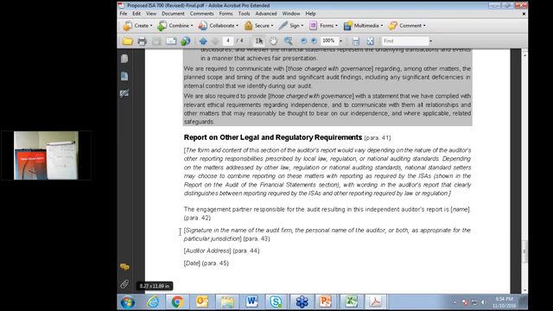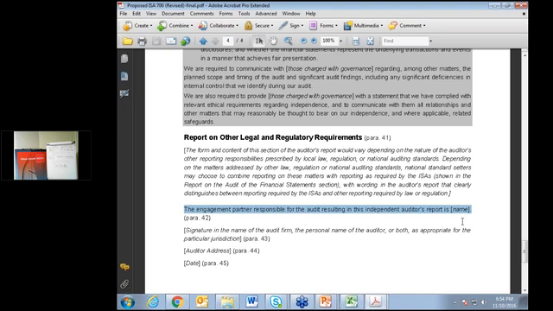You also have at the bottom three similar things that were there in the previous audit report: signature, auditor's address, and date. However, just before this, you can see that the engagement partner responsible for the audit resulting in the independent auditor's report is, and you are required to give the name over here. So, over here, right where the cursor is, is the requirement to give the name of the audit partner, the engagement partner who signs the audit report.